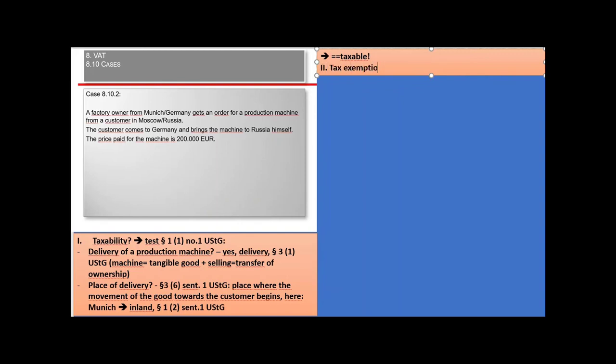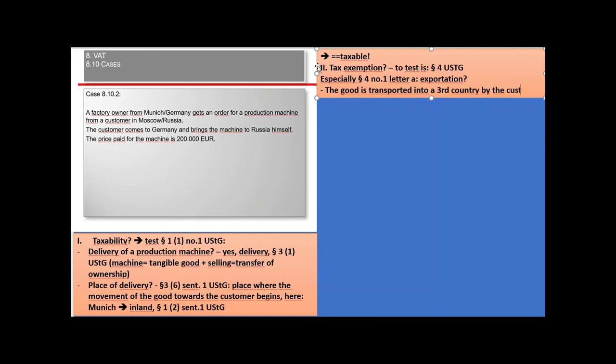Tax exemption to test is paragraph 4 USDG, especially number 1, letter A. Is it an exportation? And the answer is the good is transported into a third country by the customer, and the customer is a foreign customer.